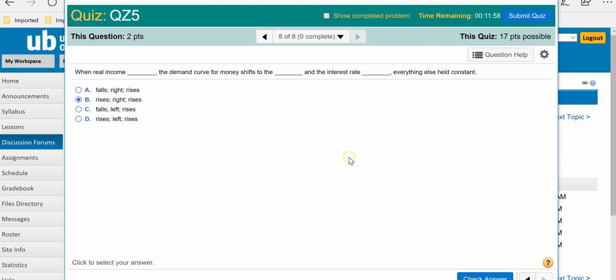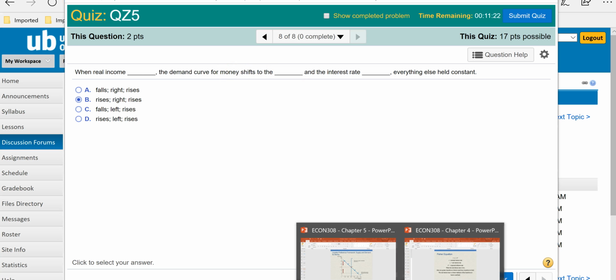This is question number 8 of QZ5 for chapter 5. When real income changes, does the demand curve for money shift to the right or left, and does the interest rate increase or decrease, everything else held constant? This question is about what happens to the equilibrium interest rate when real income either increases or decreases. Because the setup mentions the demand curve for money, we need to use the Liquidity Preference Framework to analyze the equilibrium interest rate.